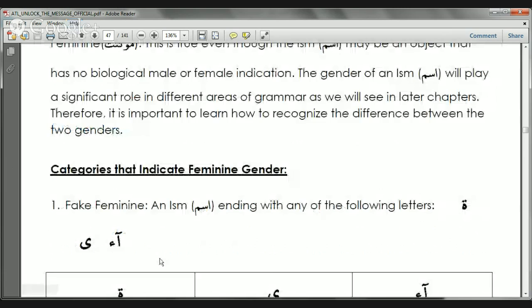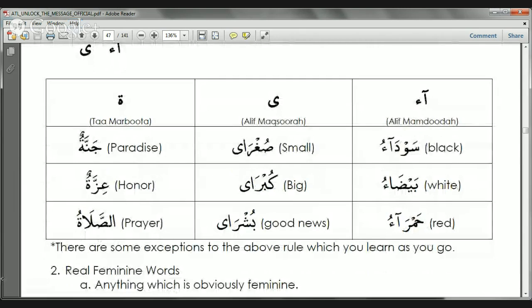Okay. So the three ways that are default, right here. The first one is ta marbuta, and that is the little round ta at the end of a word. It denotes feminine. Number two is alif maqsura, the bent out of shape alif, which looks like a ya without dots at the end of a word. And number three is alif mamduda, where it has this squiggly line on top with the hamza at the end. Those three ways. Now, there are three more ways which we want to go over.